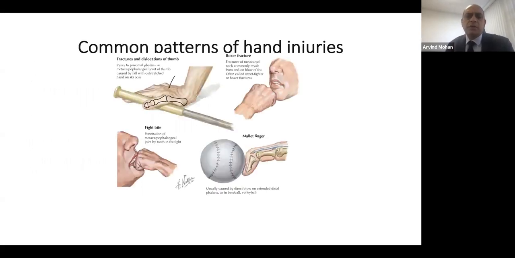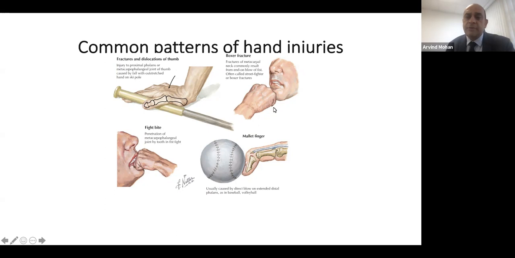This is just to give you a brief pictorial representation of what sort of injuries can happen in the hand. Just to give you an example, the skier's injury: how the thumb, as it goes into wide abduction, can result in an ulnar collateral ligament injury. The boxer's injuries: when you're boxing, you can cause fractures of the fourth or the fifth metacarpal, and sometimes it can affect the other metacarpals as well.